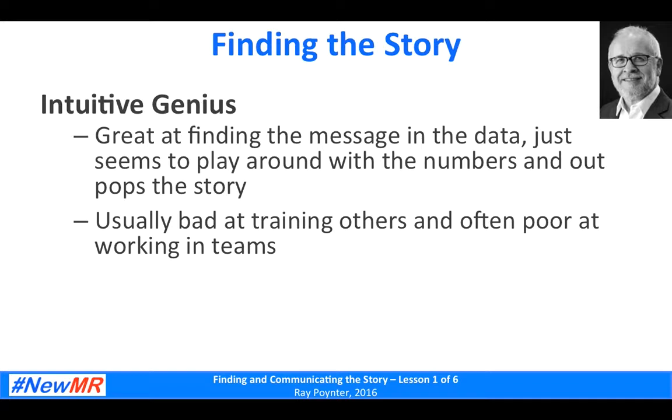So, finding the story in the data, we have these intuitive people. They look at a set of data, they play around with the data, and out pops the message. They just see it. However, these people are usually bad at training other people. And they're often poor at working in teams because the other 2 people in the team may also be intuitive, but their intuition works a different way. They enter the data from a different way. They want to look at it a different way up, and it can make for quite a fraught relationship.